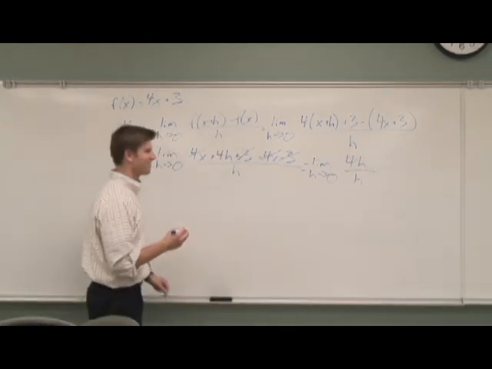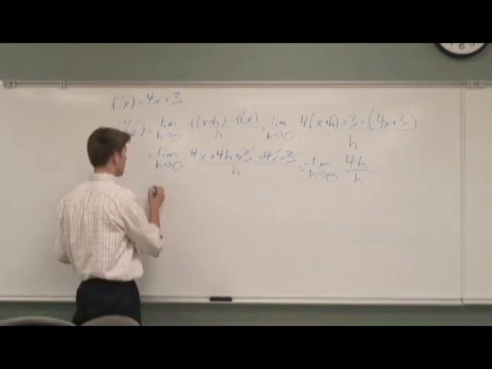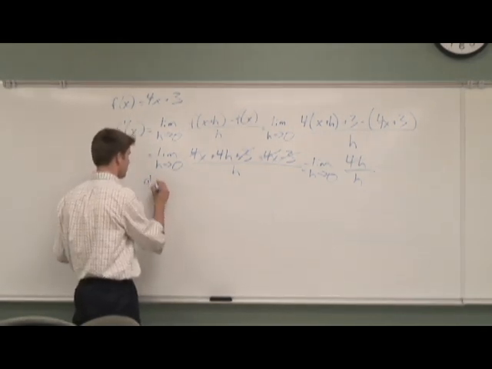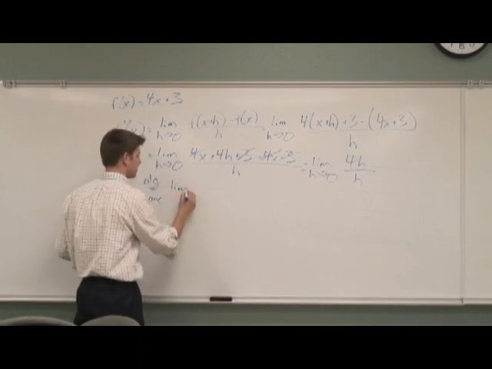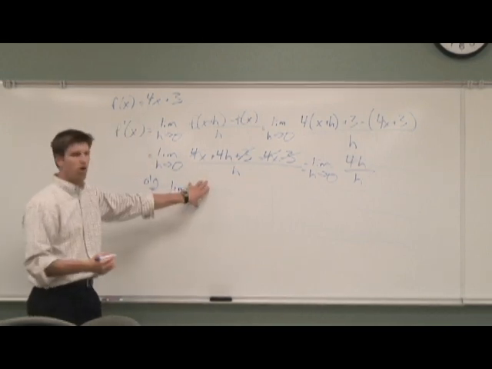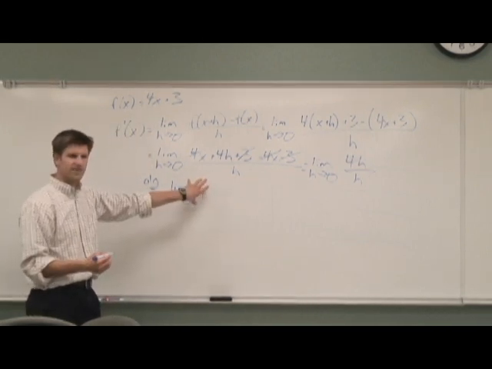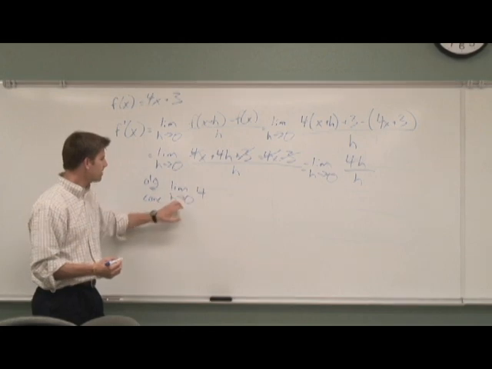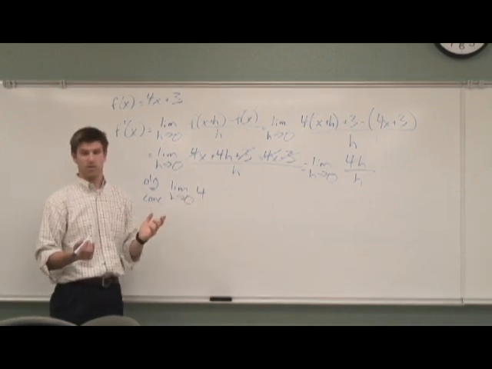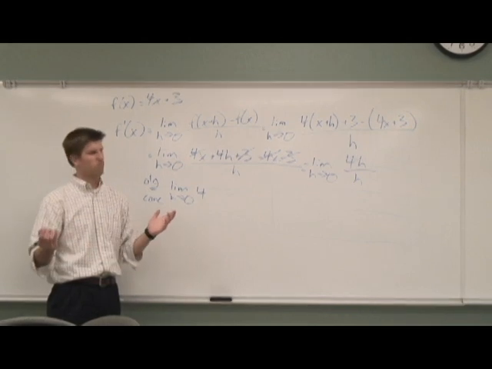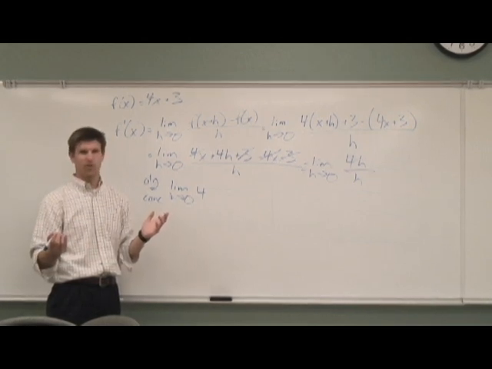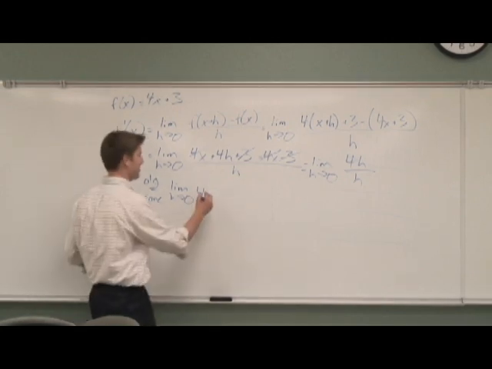It's just 4, so they just cancel. Those h's cancel. Remember, we call that algebraic cancellation. And we have the limit as h goes to 0 of 4. Now, this is a constant function, but I still want to ask that question. As h goes to 0, what does 4 become? 4 stays 4. 4 doesn't really care what h becomes, right?